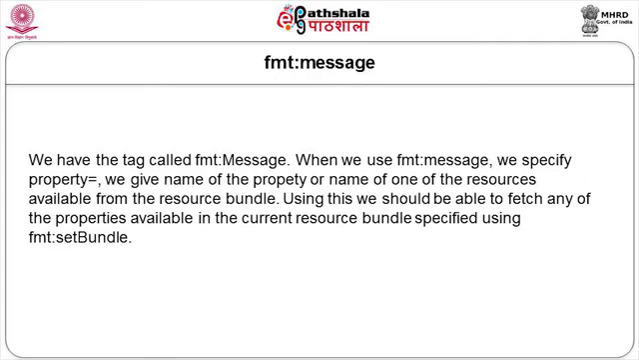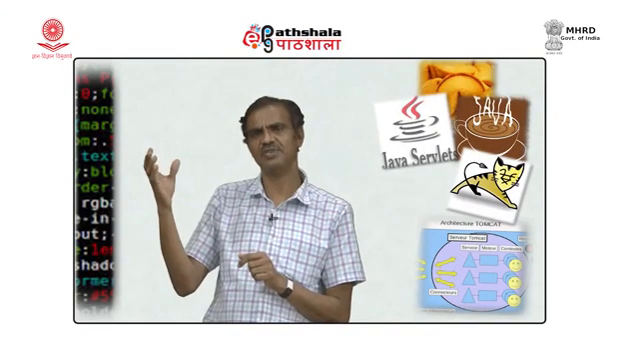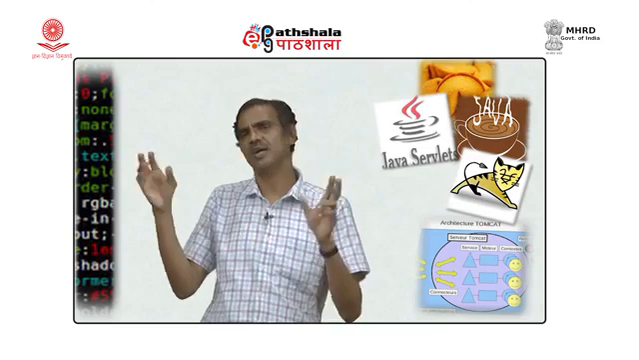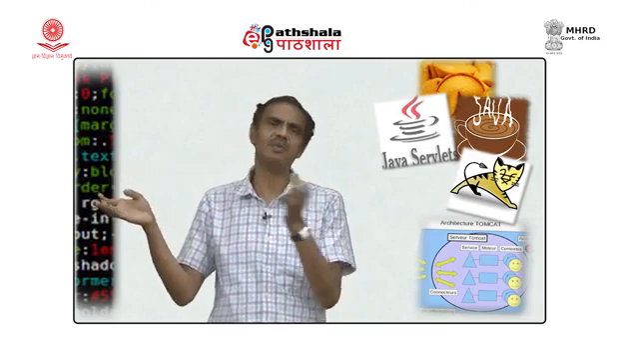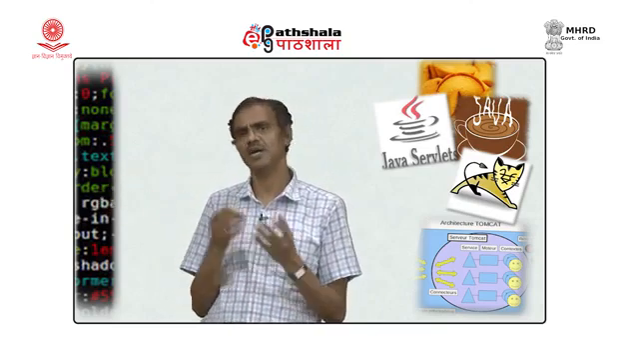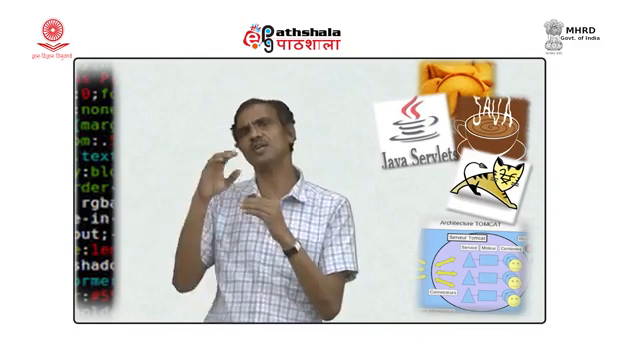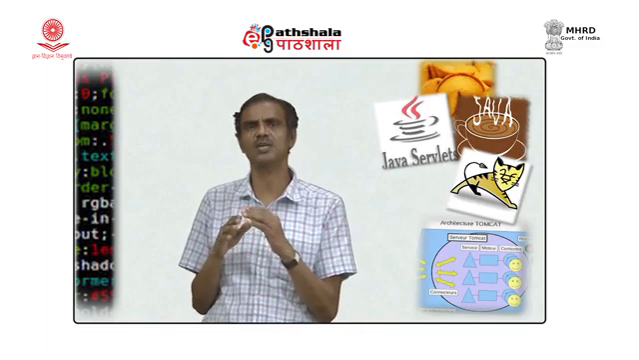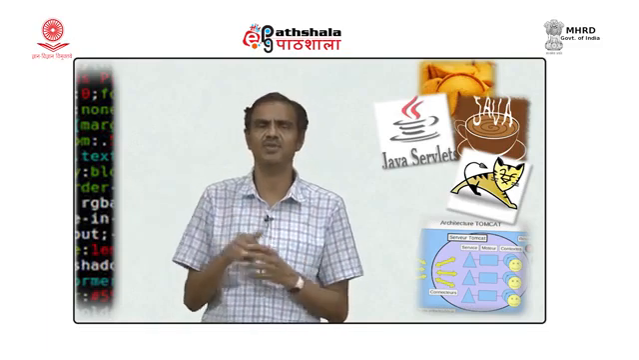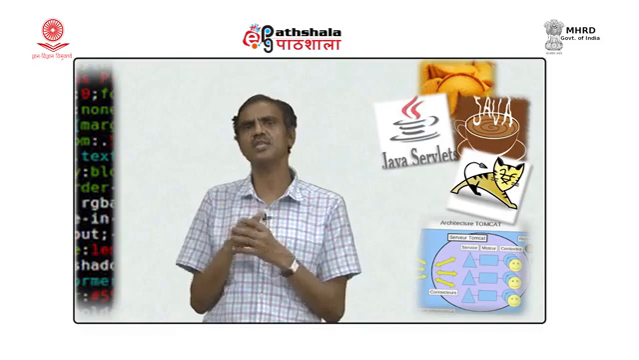And then we have the other one called fmt:message. When we say fmt:message, we can say property equal to, and we will give the name of a property, or the name of one of those resource names which we have specified in the properties file, the key part. Using that we should be able to fetch any of the properties for the current locale, which is best according to the current locale, by using this kind of a tag.